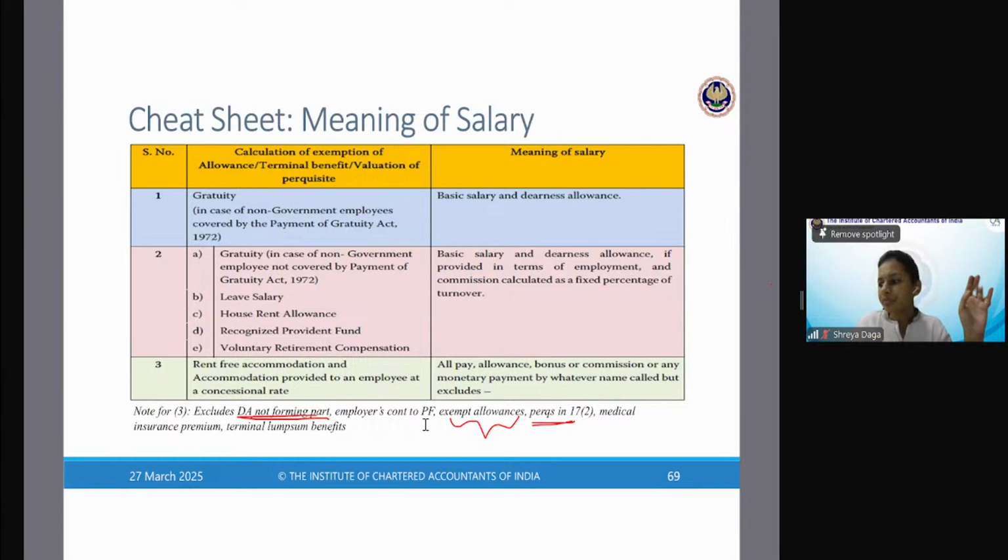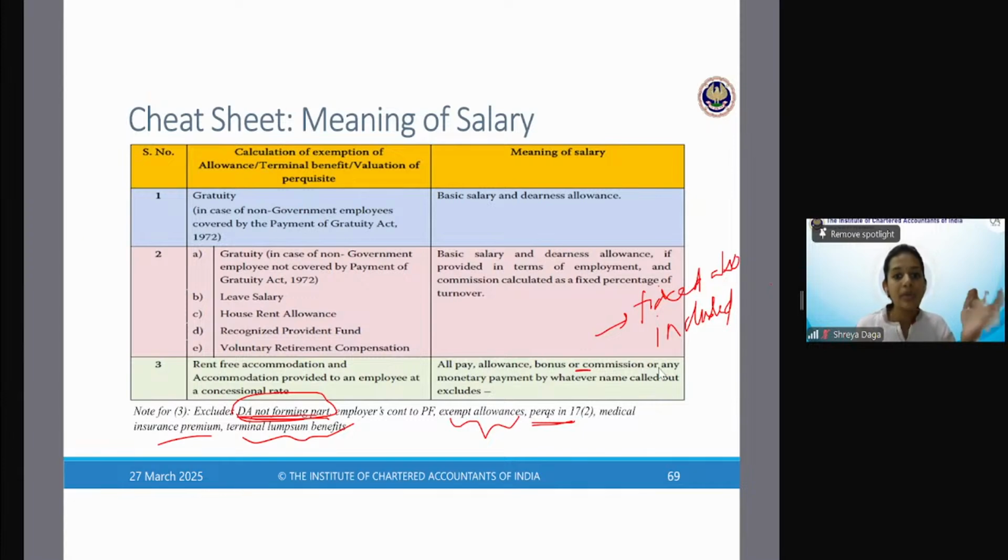And perquisites that we have been discussing, medical insurance premium, terminal lump sum benefits like those retirement benefits, these exceptional items like DA not forming part, contribution to PF, terminal benefits, perquisites or medical insurance premium, are not to be included in the definition of salary when you do RFA. But other than that, generally all the cash components: pay, allowances, bonus, commission. So commission fixed, you can write beside commission, fixed also included. Because otherwise it should have been a fixed percentage of turnover. Here, fixed is also included, and percentage of turnover is also included. But as far as DA is concerned, it is adamant that DA not forming part will not be included.